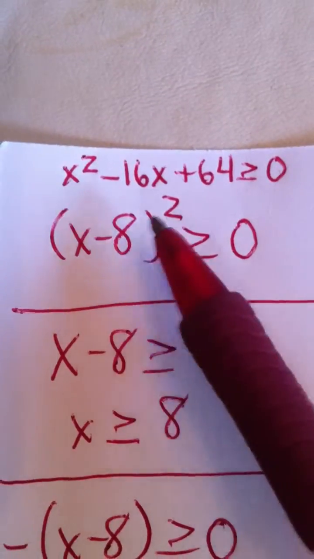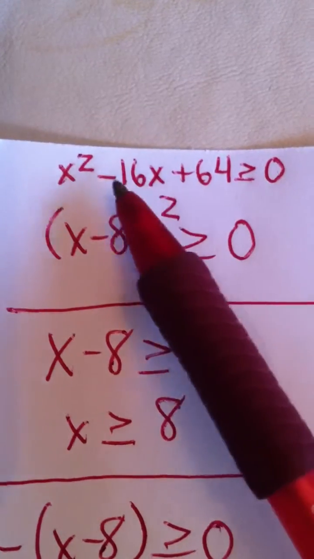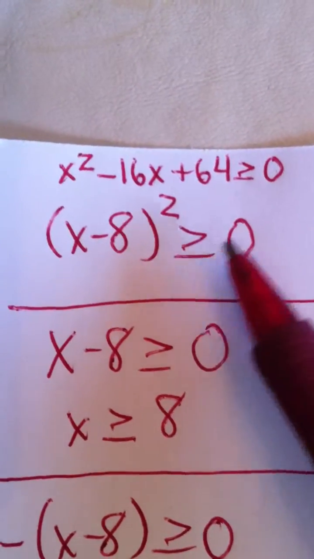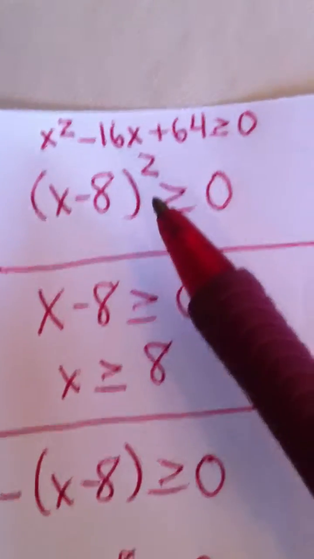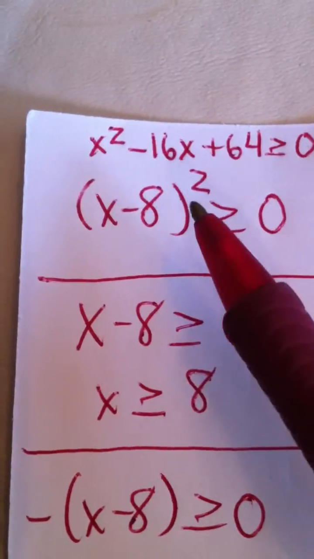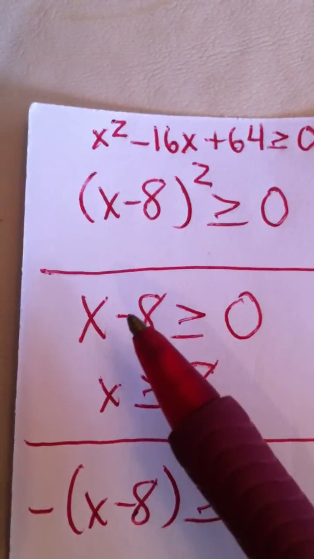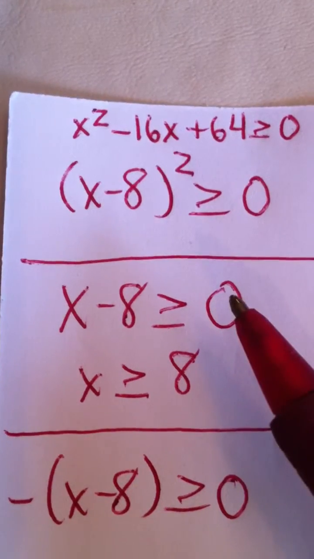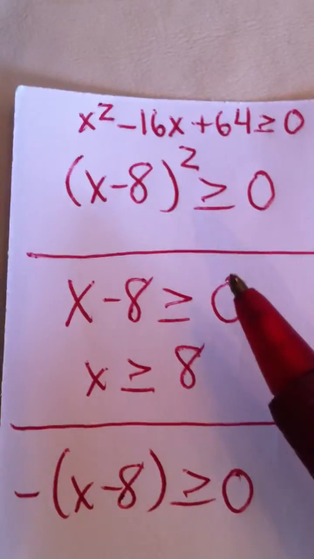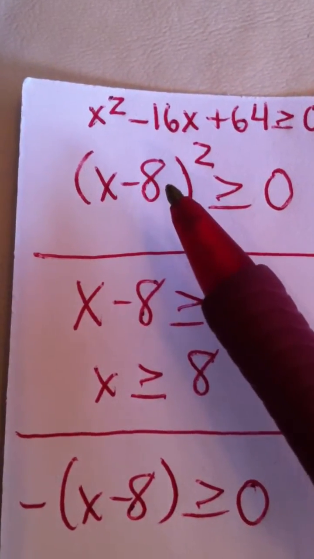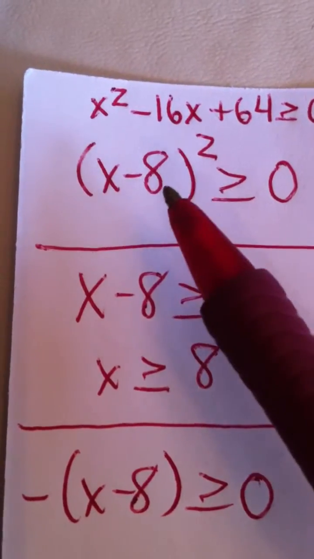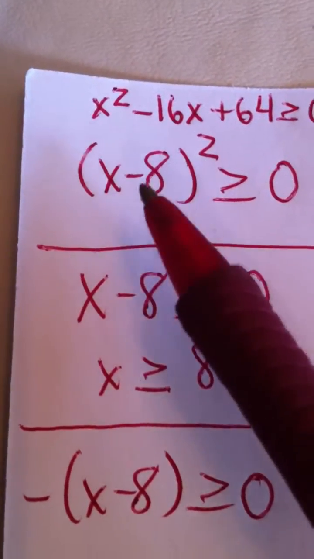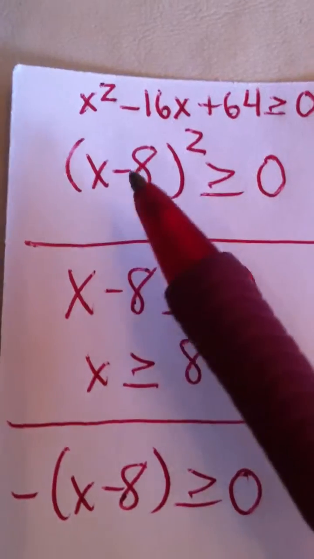So I've got x minus 8 squared, that's what this factors into. It's greater than or equal to 0. So I need to solve this now, and I can take the square root of both sides, and that gives me x minus 8 is greater than or equal to 0. But remember, whenever we take the square root of something squared, we can lose a root, and that's what happens here. And so we also have to consider the opposite possibility.